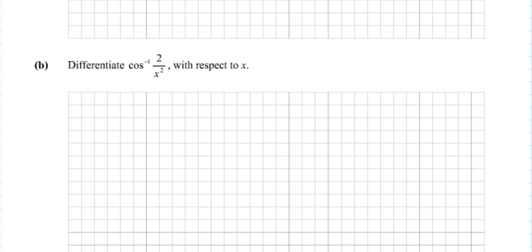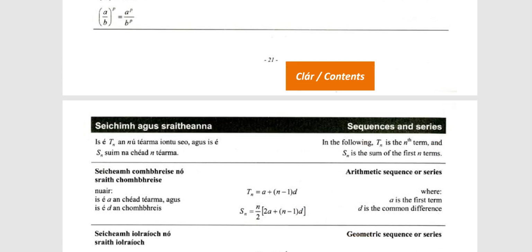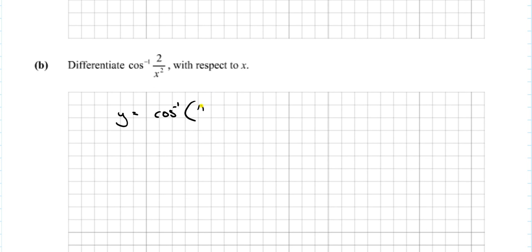Okay, part B, differentiate. So y is equal to cos inverse. Okay, so it's an inverse. Now this looks weird. Remember from page 21 of your log tables, and I'm actually going to go to page 21, I'm on 25 there, so page 21 of your log tables. If you have a negative power, it means that it was just on the bottom line of a fraction. So this x to the power of 2, I could make that x to the power of minus 2, and it makes life an awful lot easier.